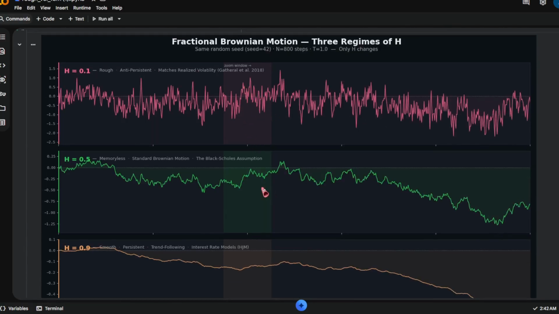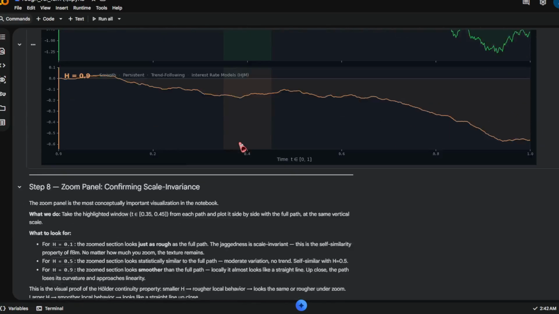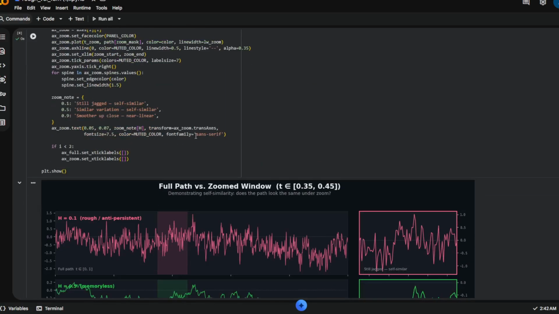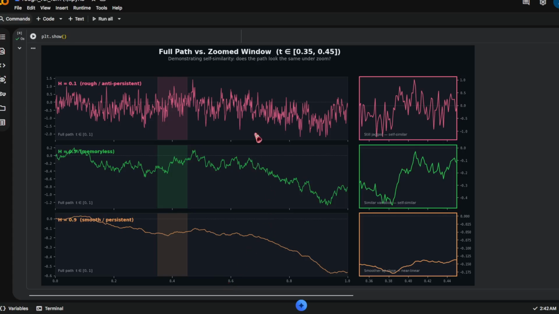And next we will zoom to check what we will see. After zooming, you can see this nice visualization. Even after we zoom in, the first one is still jagged. We have many fluctuations here. In the second one, we have similar variation. So this one is similar to this one, and when you zoom in here, we can see that it's smoother, almost linear.